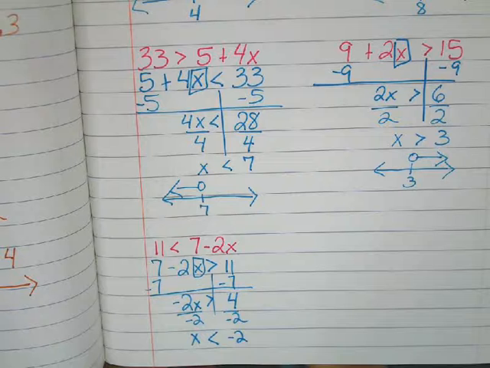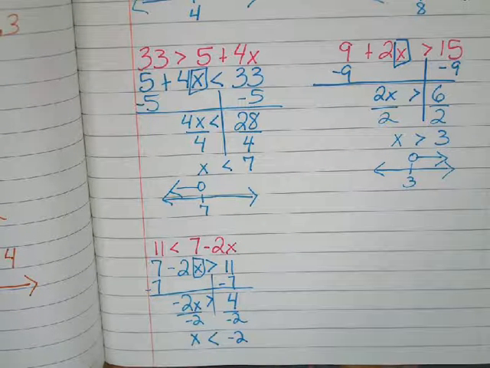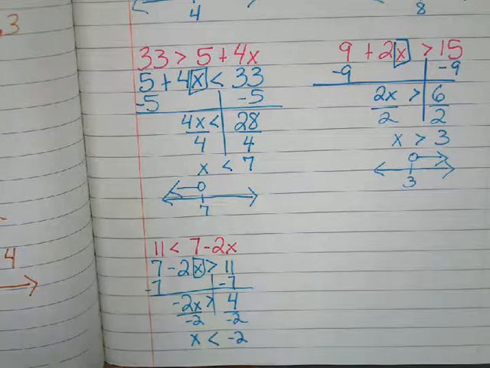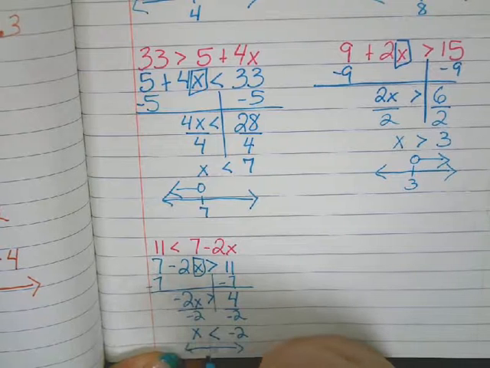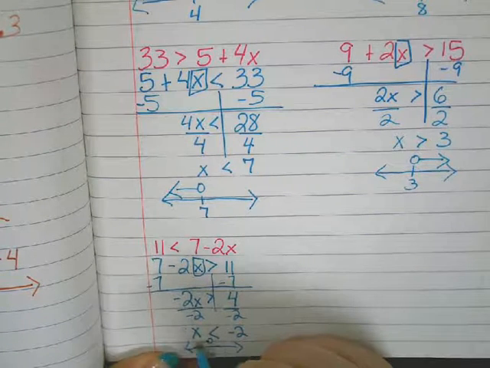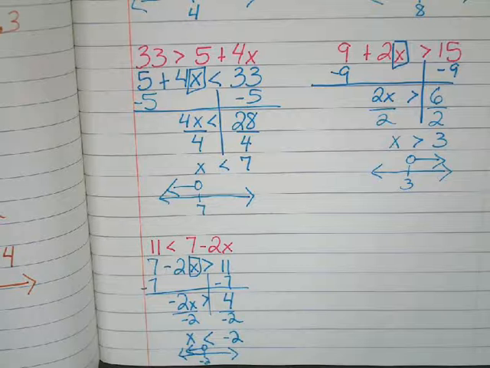Okay, so that one had to change twice because when we started the problem, it was on the right side, and then we divided by a negative, so we had to switch it again. So when you graph a negative 2, it should be an open circle and to the left. There may be problems where you have to flip it more than one time. We're going to try one more.